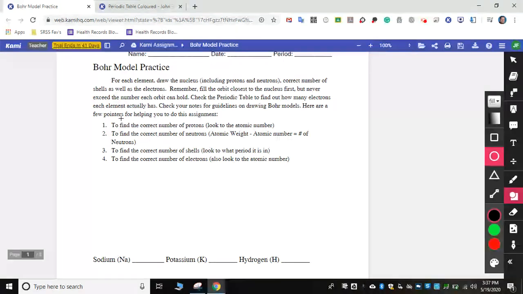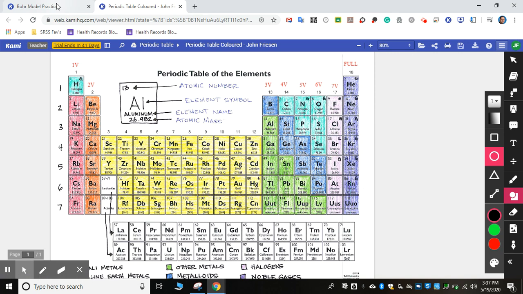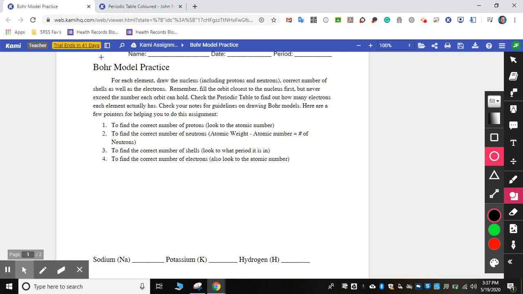Here are a few pointers for helping you do this assignment, or this practice sheet. Okay, so you can either print this off or you can use Cami. And if you're going to print it off, just take a picture and send that in, attach that for this. And then, of course, I've also got the periodic table here for your reference, for our reference, as we're going through.